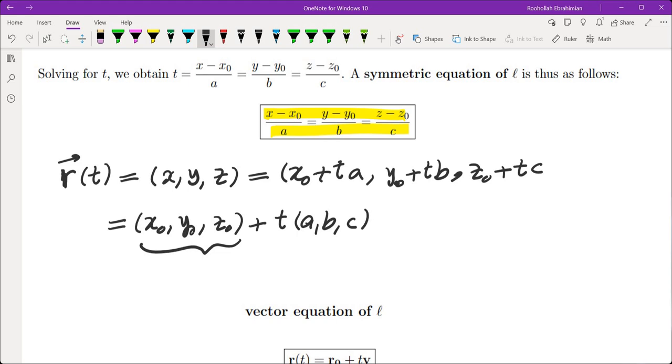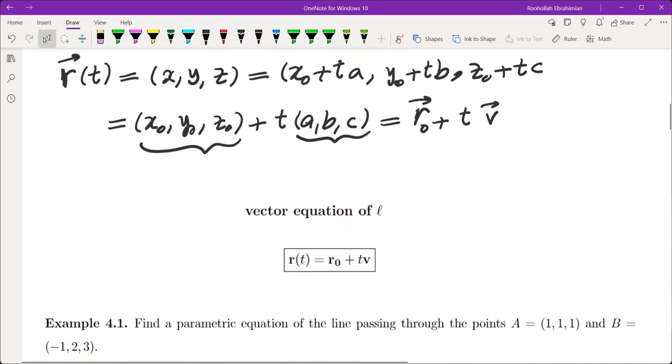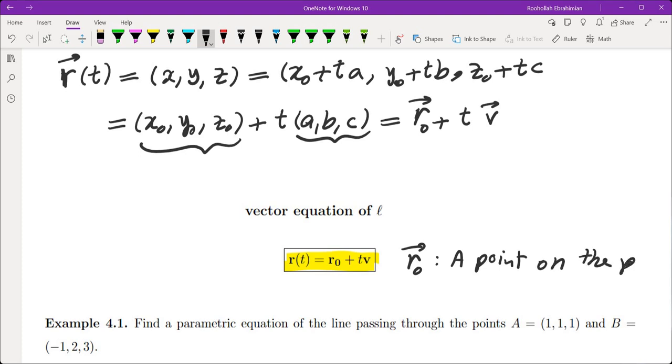This is one point on the line, and this one is the direction vector, so t times v. So the vector equation of a line is given by r of t equals r0 plus t times v. r0 is the position vector of a point on the line, and v is the direction vector of the line.